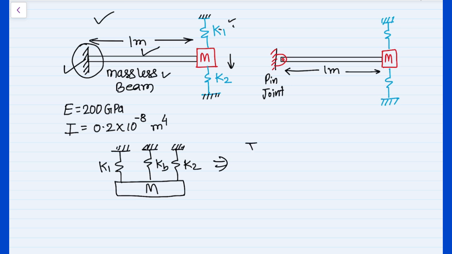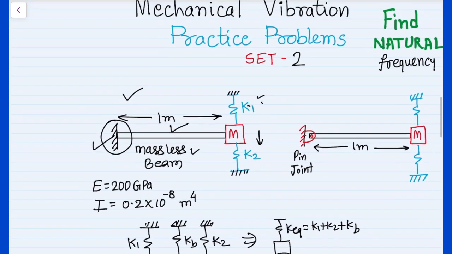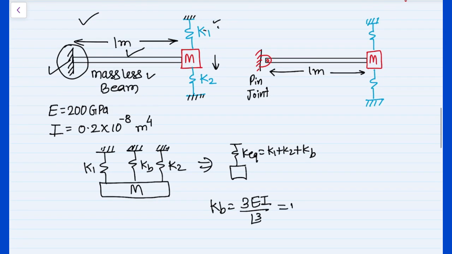So the final system will become a single spring. The total stiffness of the spring will be K1 plus K2 plus KB, because of the stiffness of this beam, and we know the formula for KB is simply 3EI by L cube. In the given problem, I am not going to calculate this value. Otherwise, when you put in the E and I values as well as the 1 meter length of the beam, the stiffness will be 1200 Newton per meter. You can check by yourself. And when we have these stiffnesses, we will be able to get the total stiffness, and the mass will be given to you.